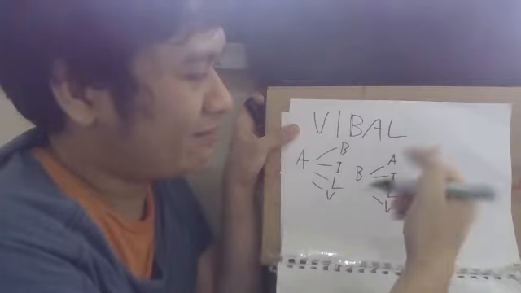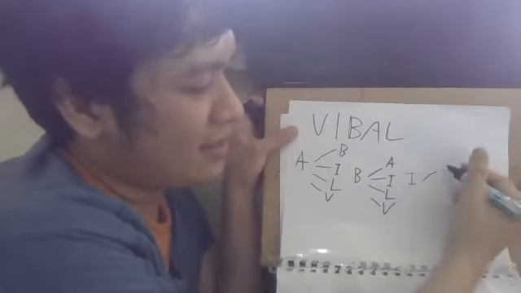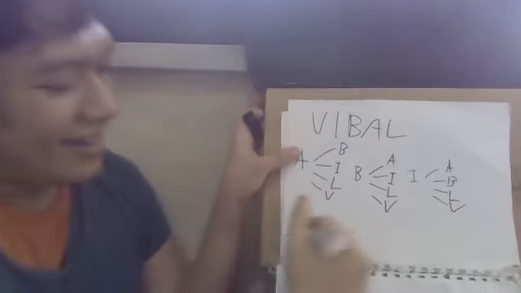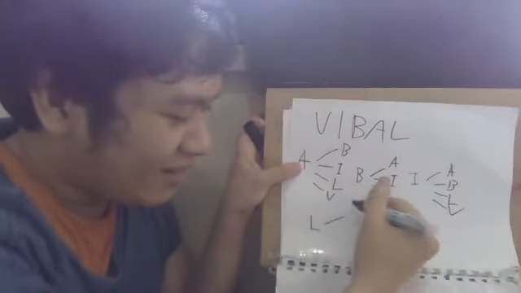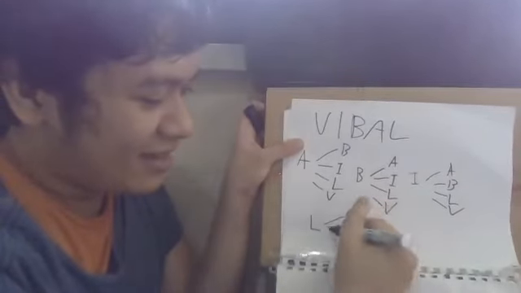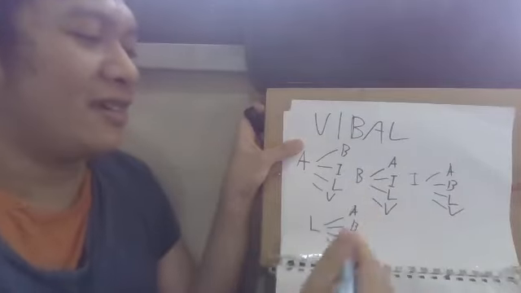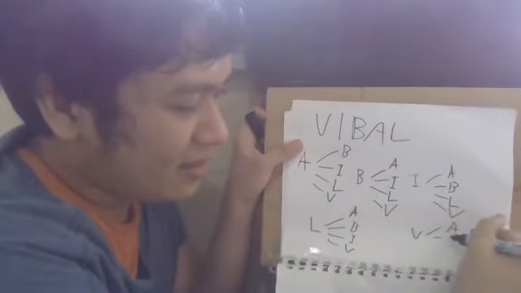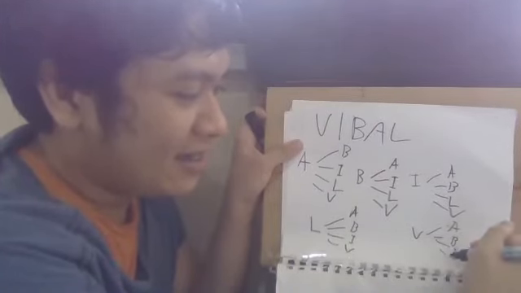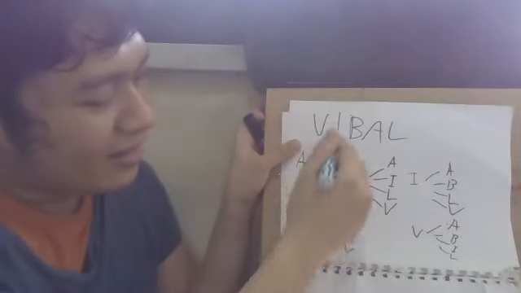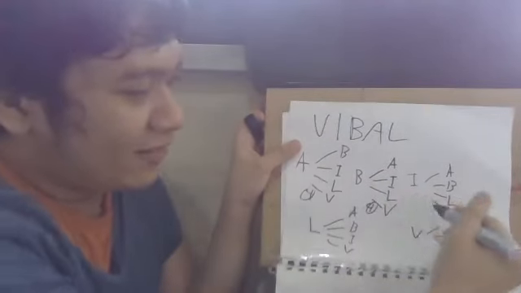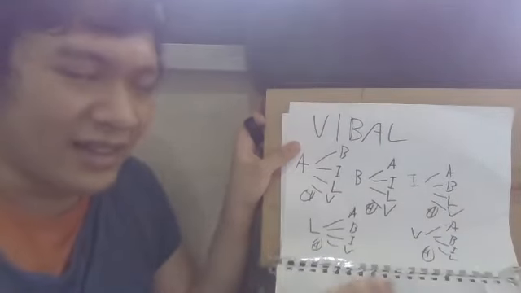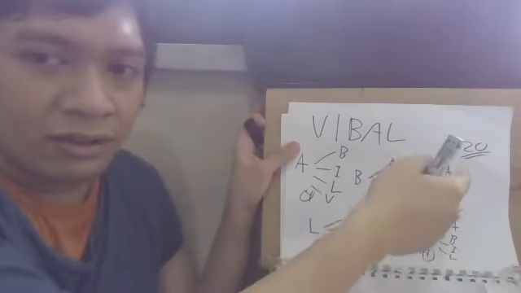Then I: A, L, V. Then L, first letter is L, you have A, B, I, V. Then if the first letter is V, A, B, I, L. So there you go. You have 4, 4, 4, 4, and 4. If you add, you have 20 words.